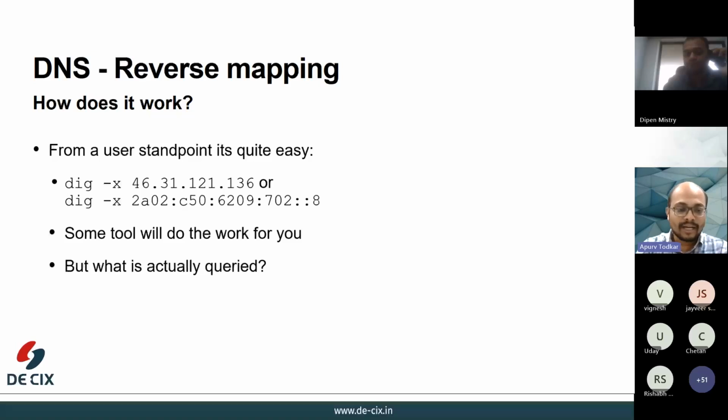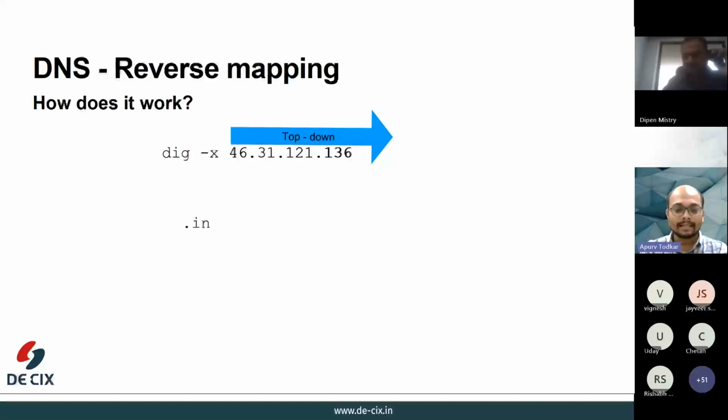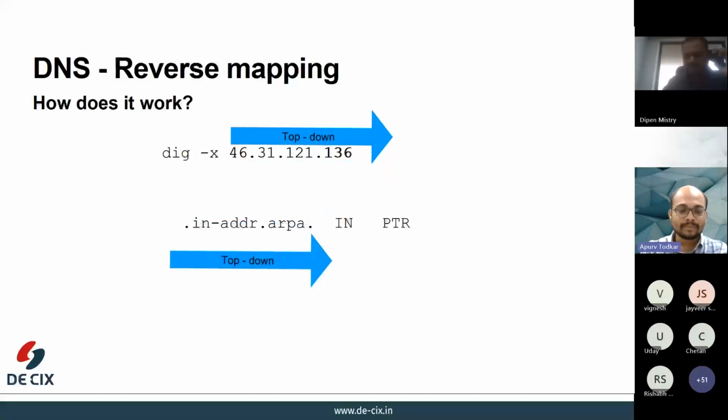So from a user standpoint, if you have done any lookup query for Linux, you can use dig -x with the IP address, and you could get a reverse query for a particular host name. In Windows, you generally use the nslookup command to query this particular lookup. How exactly does this function? We'll have a look into it.